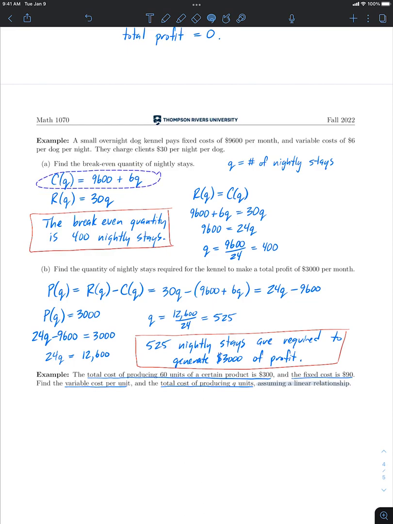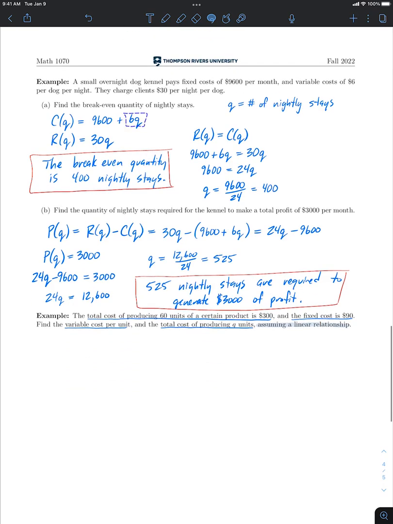Look at the form of that function. There was a fixed cost, which was a constant, and then the variable cost was just a fixed constant, in this case 6, multiplied by Q, which was the number of units of the product sold. The fact that it fits that form is what we mean by assuming a linear relationship.